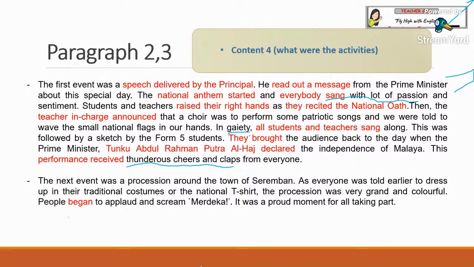Okay, next. The next event was a procession. Remember, we discussed before what a procession is in your class. Remember about the wedding? Procession is where you have groups of people walking together. So after that, maybe you walk together around the town of Seremban. As everyone was told earlier to dress up in their traditional costumes or the traditional t-shirt, the procession was very grand and colorful. People began to applaud and scream Merdeka. It was a proud moment for all taking part.